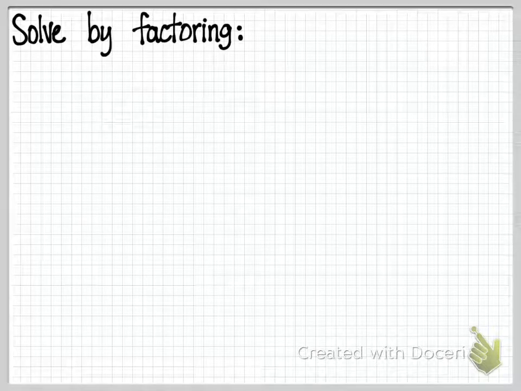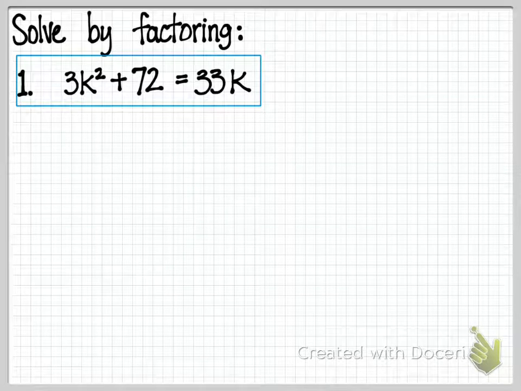This is the video that answers the 6 questions that were on our last vidQ in Algebra 2 about these 6 problems that were to solve by factoring. The first one, 3k squared plus 72 equals 33k.